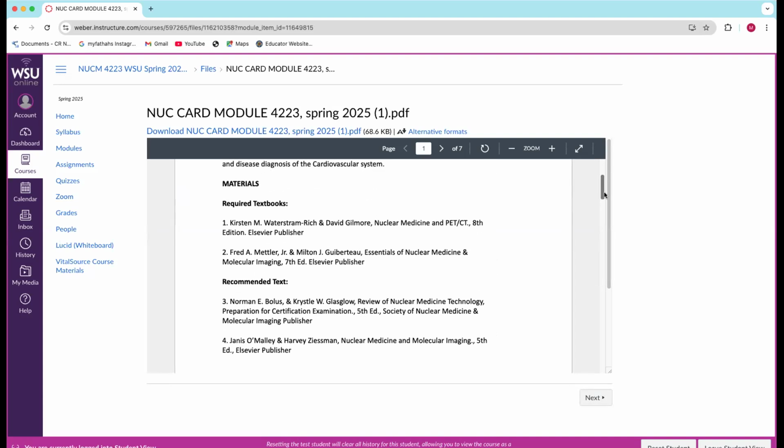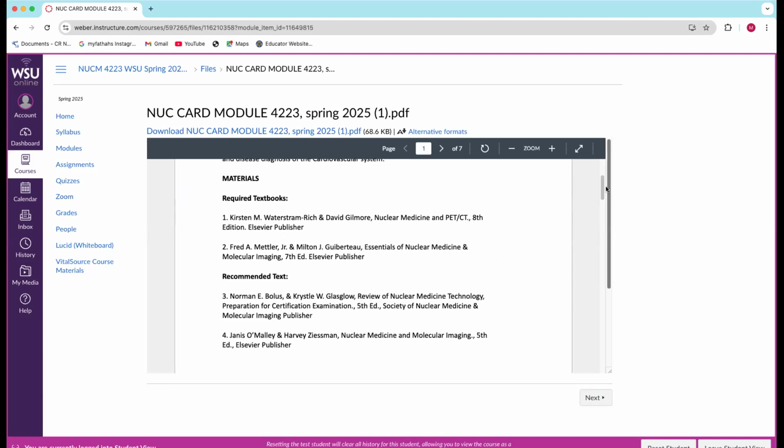And what I did is I kind of broke this into two sections. I've got your required texts on. There's no additional purchase that you need to make for this class in terms of textbooks. We're going to use the two textbooks that you've been using, which is the Waterstrom and the Mettler. Those are your main required textbooks. With those two, you should be able to do everything that we're going to do in this class.